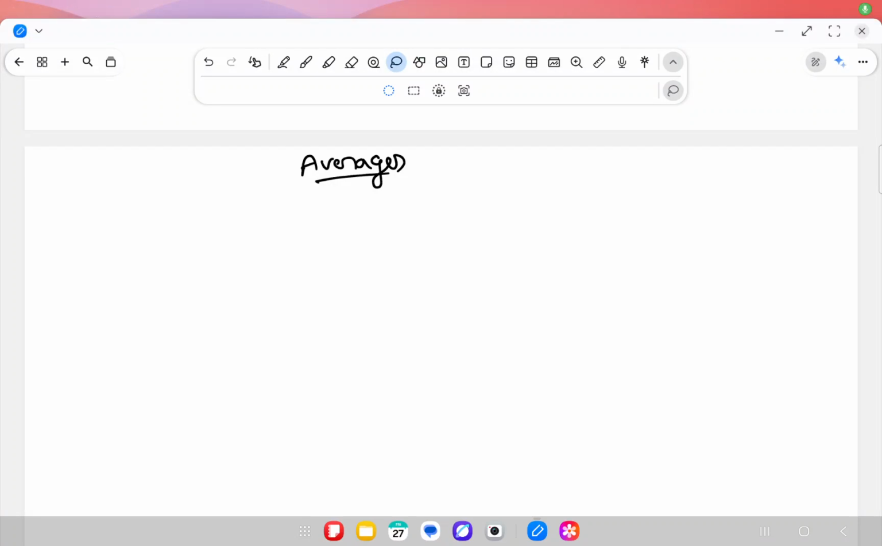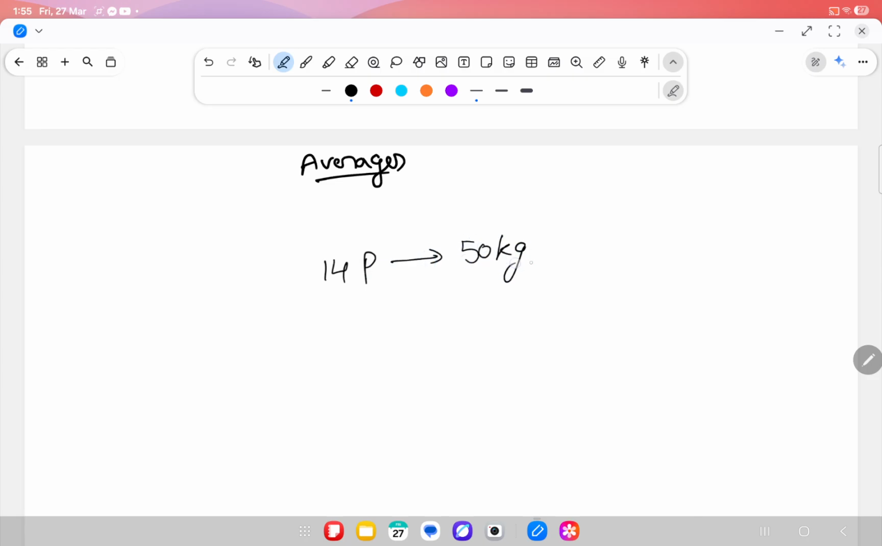A small concept again in our averages. Suppose there are 14 students or 14 people, and the average weight is 50 kgs. If a teacher is added, it now becomes 15. So how many people now? Plus 1, increased to 15. The average got increased by 2, which means 52. Their average weight got increased by 2, means plus 2.